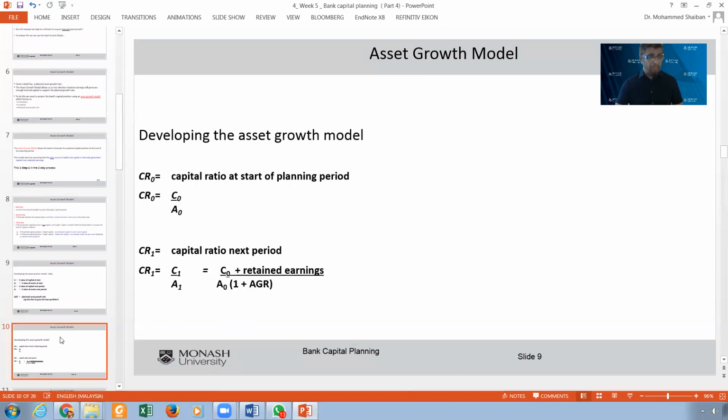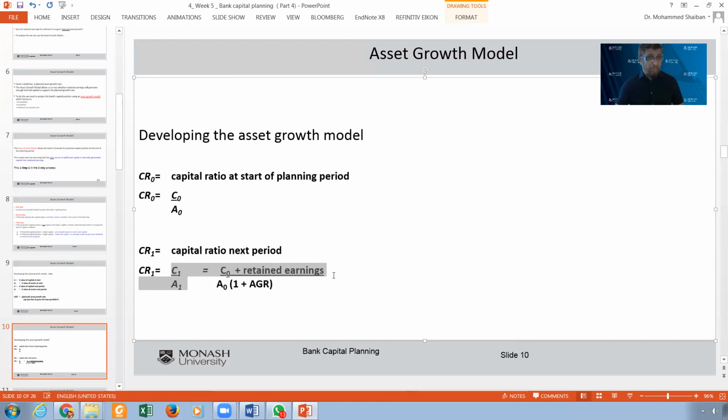So if you come here, you can see this is the ratio at the beginning of the year, and it should be equal to the target capital. This is the ratio at the end of the year, which means I will take the capital at the beginning of the year and the assets at the beginning of the year. This will give me the percentage of target capital at the beginning of the year. I will add the retained earnings, and I will add the growth to the assets, and I will check how much this one is.